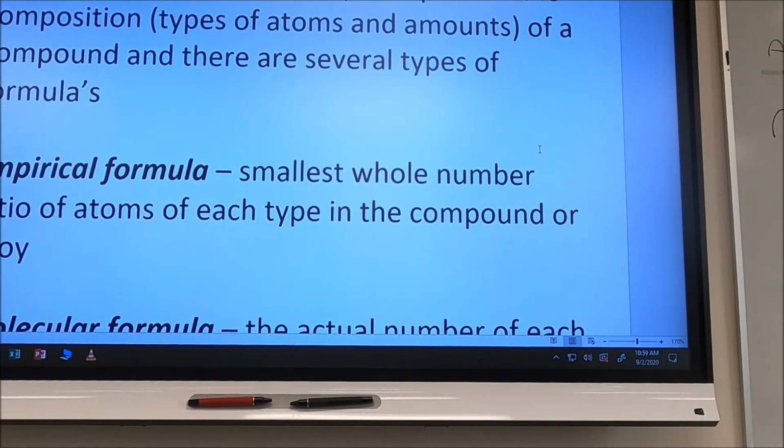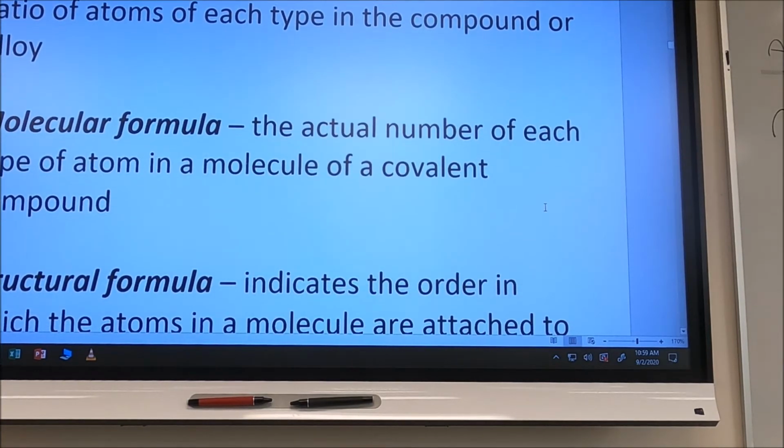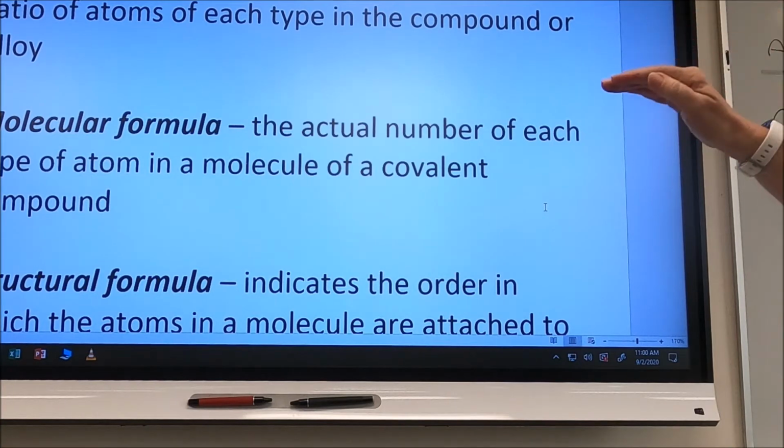Now, we can talk about empirical formulas and molecular formulas. Let's talk about these. An empirical formula is the smallest whole number ratio of atoms of each type in the compound or alloy. The molecular formula is the actual number of each type of atom in a molecule of a covalent compound. So a molecular formula only applies to a covalent compound.